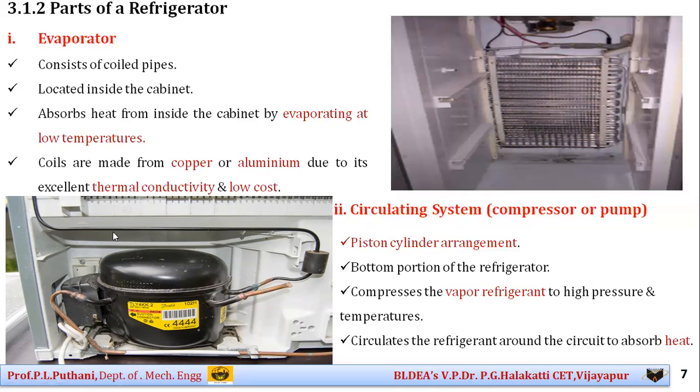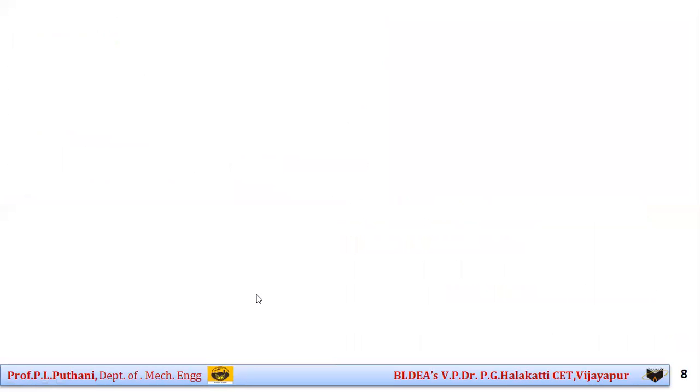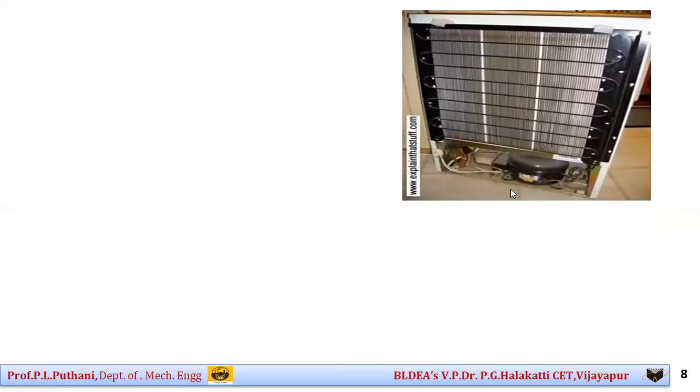When the vapor is compressed in this particular compressor, the output which is coming out has attained high pressure and high temperature vapor phase. Once it has attained the high pressure and high temperature phase, it moves to the third part of the refrigerator. As I said, as it comes out from the compressor, in the picture you can see here, this is the compressor.